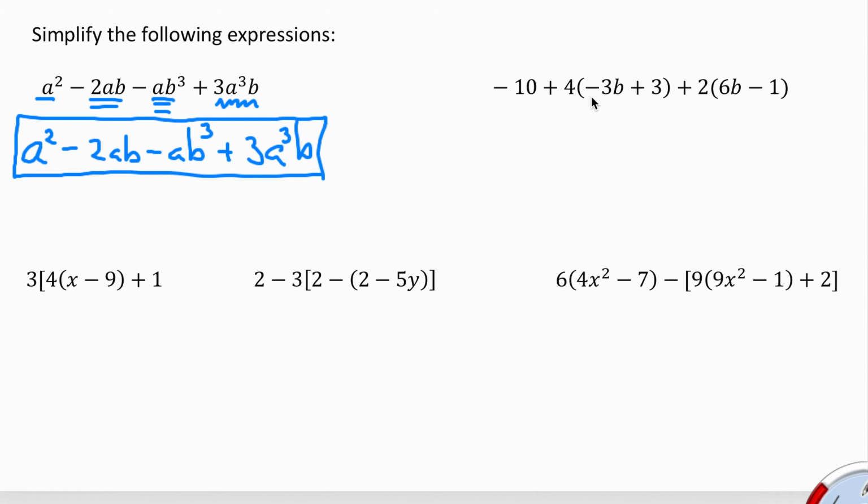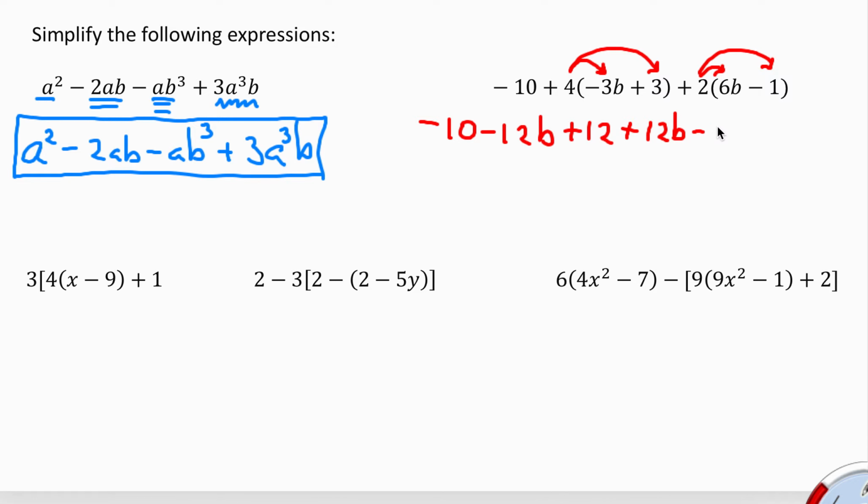Okay, let's get rid of parentheses. That's always the first thing we do. Remember our distributive property that allows us to get rid of parentheses if I can't combine the terms inside the parentheses. They're not alike. I can't combine them. So my other option is use my distributive property. So I'm just going to use the distributive property. Plus 4 times minus 3 minus 12b plus 4 times plus 3 plus 2 times 6 times b, positive 2 times negative 1.